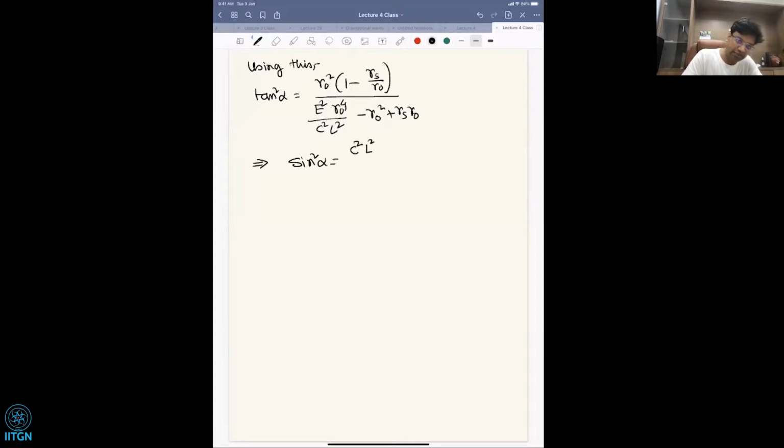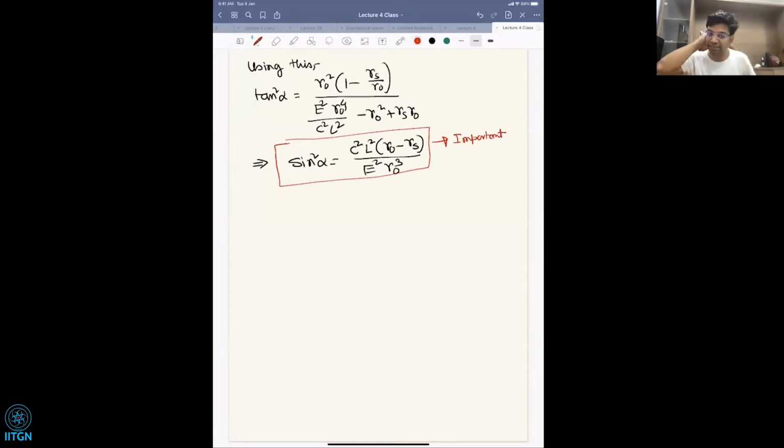You get sine square alpha equal to c square L square, r naught minus rs, divided by E square r naught to the power 3. This is a very important equation. It gives you the angular diameter alpha as a function of r naught and rs. If you know where you are, r naught, you know the angular diameter alpha. Now the problem is, remember, there is an L square by E square. This will depend on what light ray you are using, the impact parameter of the light ray. But you want the angular diameter.